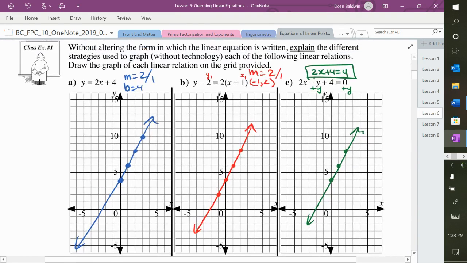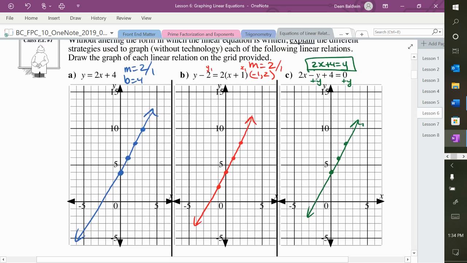Those are all the same equation, just written 3 different ways. Okay? So if it's in y is equal to mx plus b form, just sketch the graph. If it's in point slope form, you can sketch the graph off of that if you can pull out the point and the slope. If it's in standard form, rewrite it every single time.